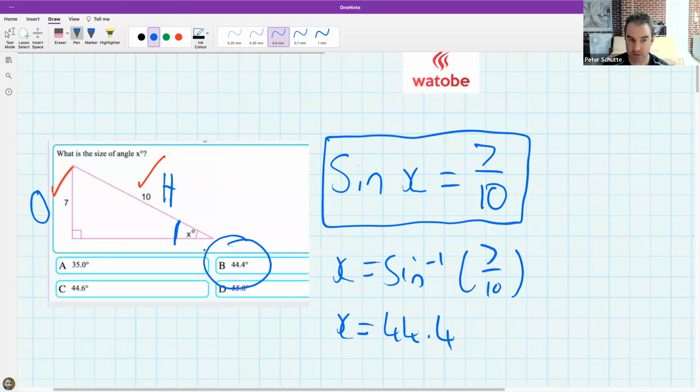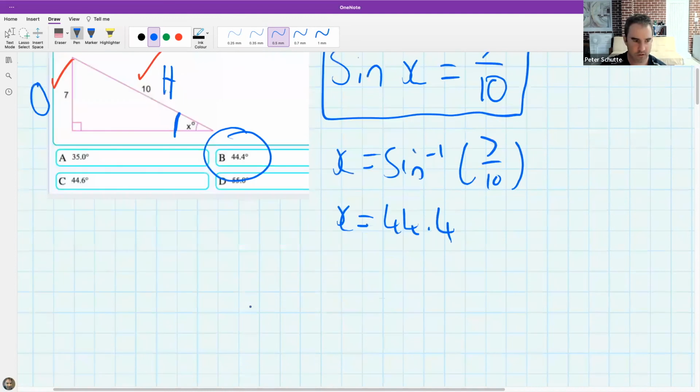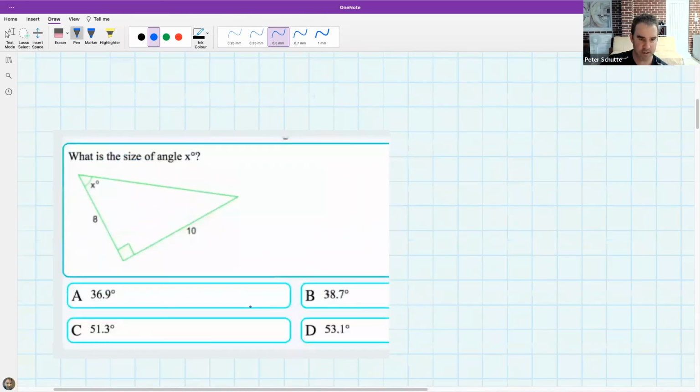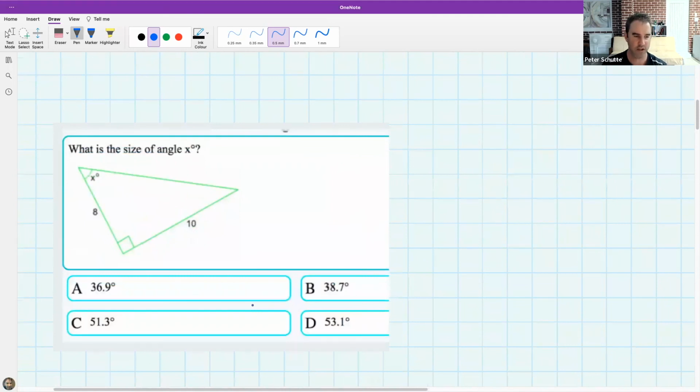Okay, so that was my example one for you. Notice how I still wrote my trig equation out like normal, but this time, because I was solving for an angle, I had to use what's called the inverse trig function. Okay, take a screenshot if you need to now. I'm going to move on to the next one. So, can you find the value of X for me using trigonometry?